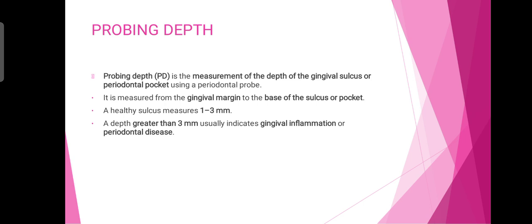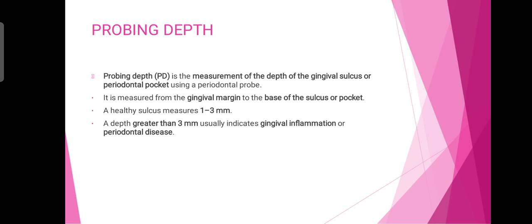Now, what is probing depth? Probing depth is the measurement of the depth of the gingival sulcus or periodontal pocket using a periodontal probe. That is the depth of the gingival sulcus. If it is normal, it is a normal depth of gingival sulcus, and if it is deep, it becomes a periodontal pocket, which is a sign of periodontal disease. It is measured from the gingival margin to the base of the sulcus or pocket.